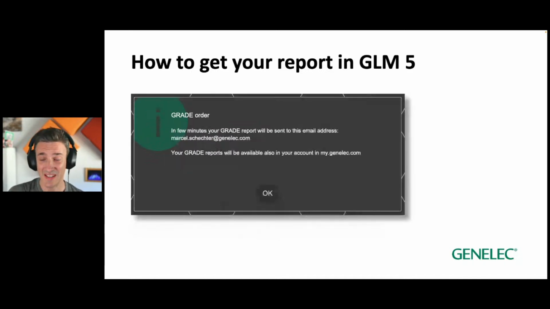And after you did this, you just get the message: in a few minutes, your grade report will be sent to your email address. In this case, it's my email address. And usually it is indeed, I think, 1 to 2 minutes. So it's really, really fast. And then you just will find a PDF in your email account.